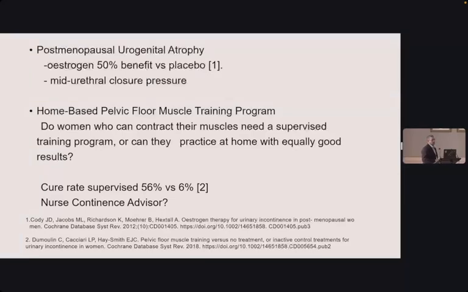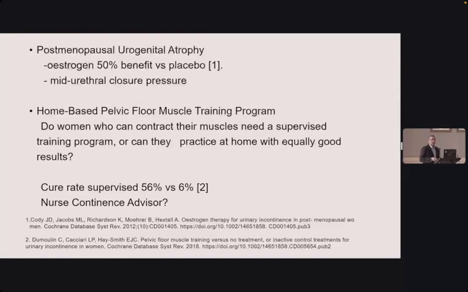I just wanted to mention a little bit more about physiotherapy. Physiotherapy actually starts in the office when you first assess the patient, when you do your vaginal examination and you assess the tone of the patient, making sure that the patient can actually contract the pelvic muscles and not the gluteal muscles and not the abdominal muscles. So that's where the first sort of physiotherapy starts.